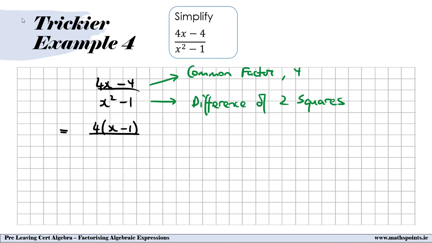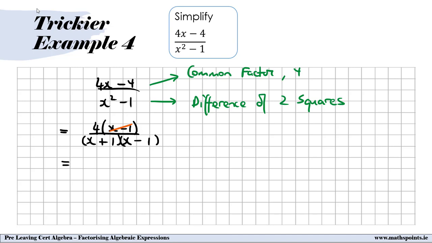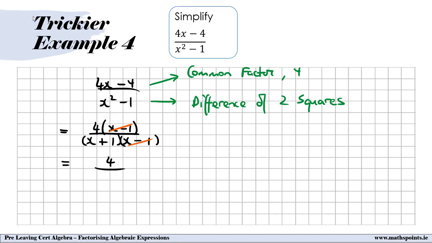And then on the bottom, the difference of two squares, I have two sets of brackets. So x is being squared to give me x squared, so it's an x at the opening of each bracket. And then 1 is being squared to give me 1, and so it's a 1 in the latter part of each bracket. I know that the difference of two squares always has a plus and a minus. Finally, I can see that there's a common term on the bottom and the top, so I have an x minus 1 on the top and an x minus 1 on the bottom, so I'm going to divide the bottom and the top by x minus 1, and then my final answer is that this simplifies to 4 over x plus 1.